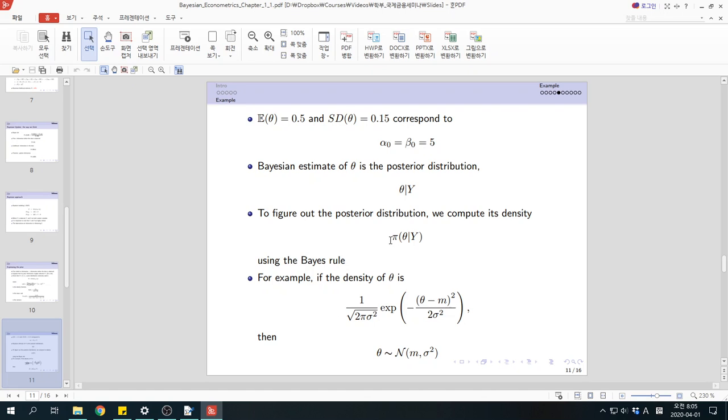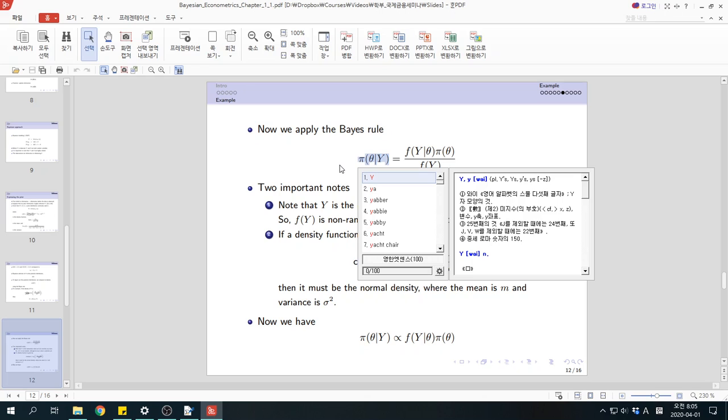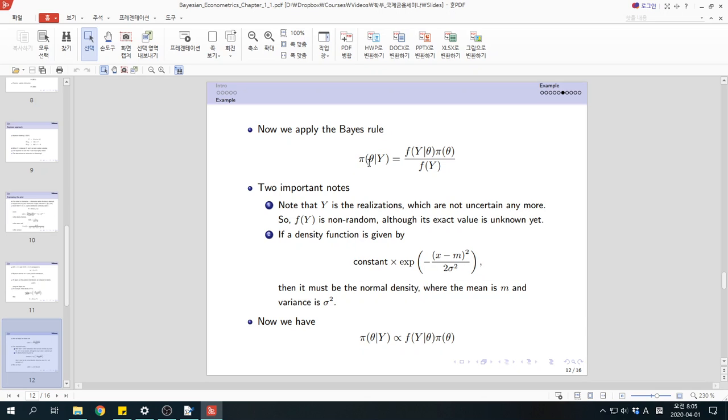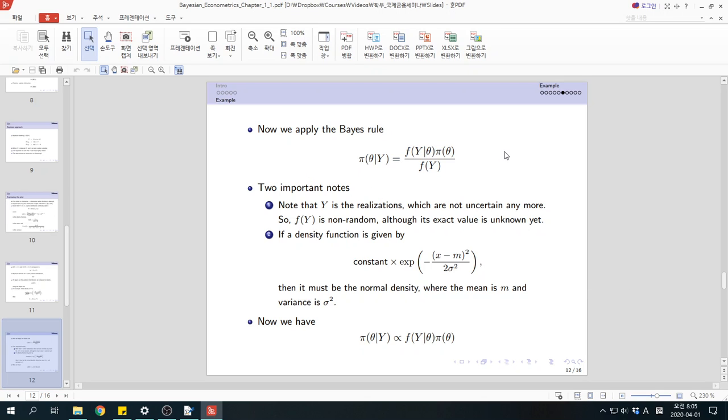Then it's done. And of course, how can we derive this posterior density? We are going to use Bayes rule. Let's do this: we derive the posterior density using Bayes rule. So we just apply Bayes rule, the probability of A given B, where theta is A and Y is B. To compute this, there are two important notes. The first one is that y is non-random at this point, because y is fixed. Y is the data, the fixed numbers in the Excel file. So y is just numbers.